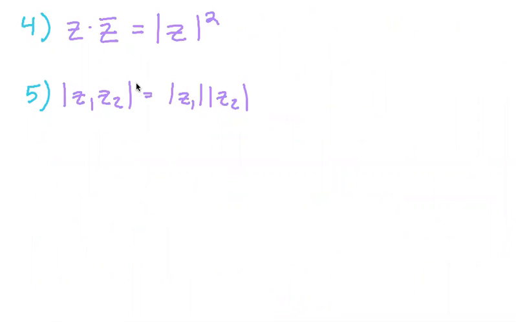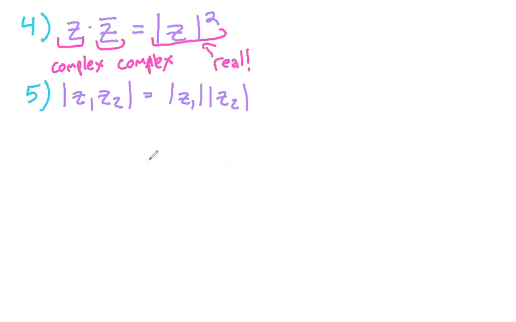This is the first one where you see the connection between the complex conjugate and the modulus. This says that if we take a complex number and multiply it with its conjugate, we get the square of the modulus. Take a moment to appreciate just how cool and surprising this is. This number z is complex, and its conjugate is also complex. But when we multiply them together, we get something real, and not just real, but real and non-negative.